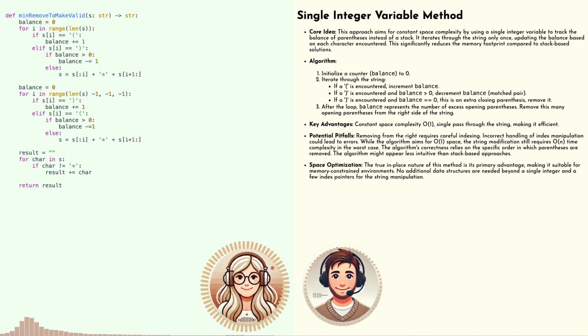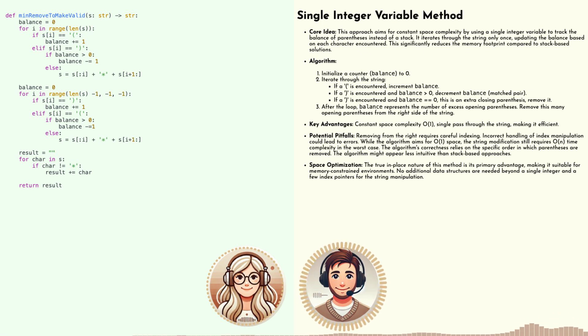Think about it. For a string to be valid, the number of opening parentheses has to be the same as the number of closing parentheses, right? So if we know how many closing parentheses are causing an imbalance, we can figure out how many opening parentheses need to go to make things even. That's brilliant. So we don't even need to look for those bad opening parentheses in the first pass. We just know they're there. But how do we know which opening parentheses to remove in the second pass?